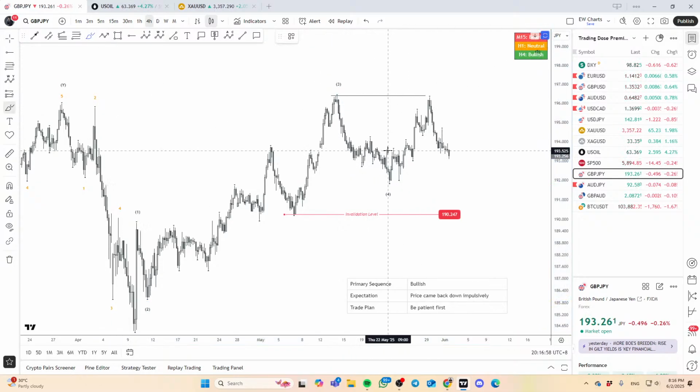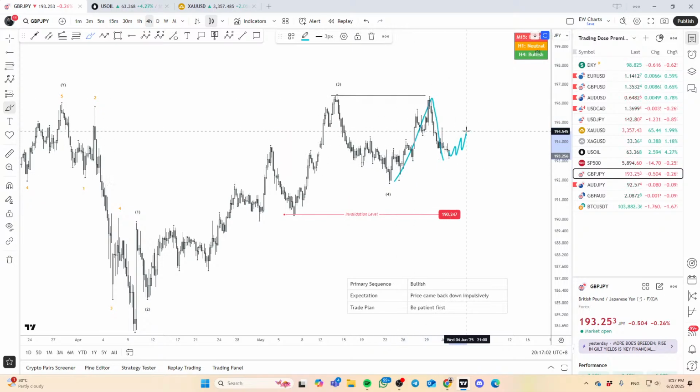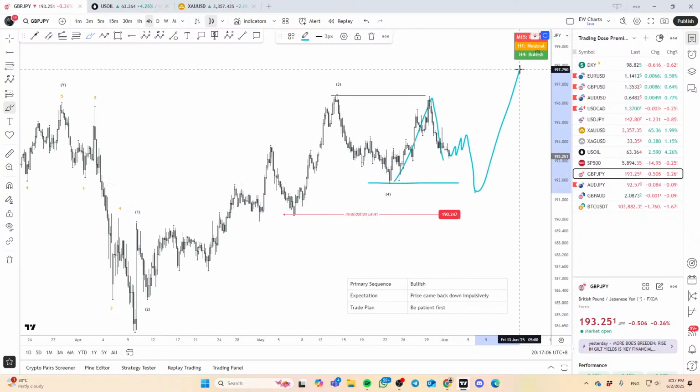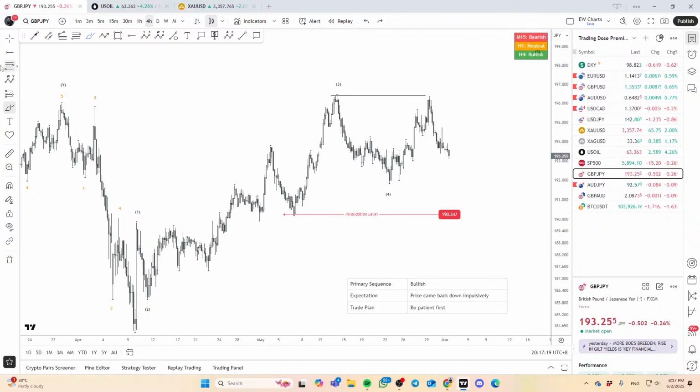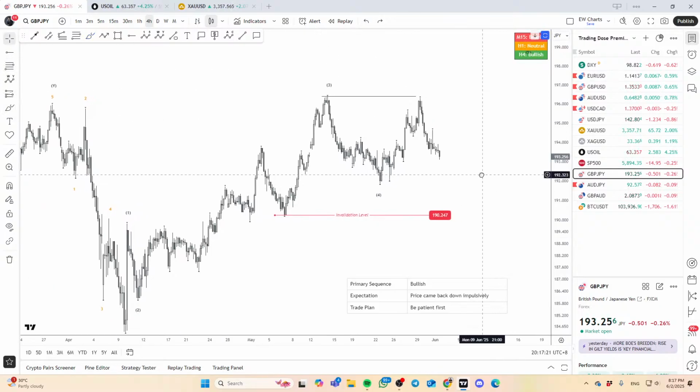For now, it's a little bit more of a V-shaped formation. So I would personally suggest being patient, and there's very good odds that price would just retest this, and then maybe from there you can still go higher. As long as this swing low around 190.25 is respected, we're overall still bullish, just waiting for a clear structure and, of course, a clear setup.